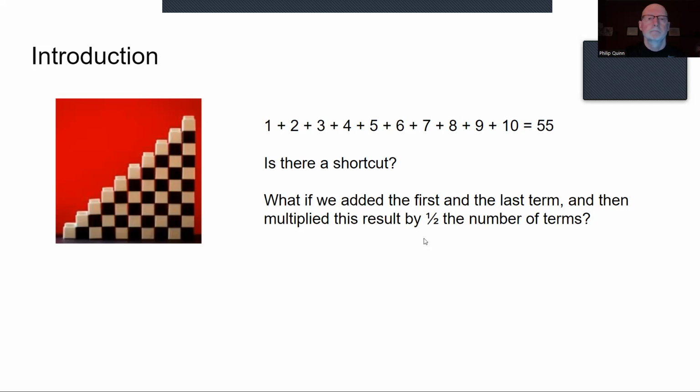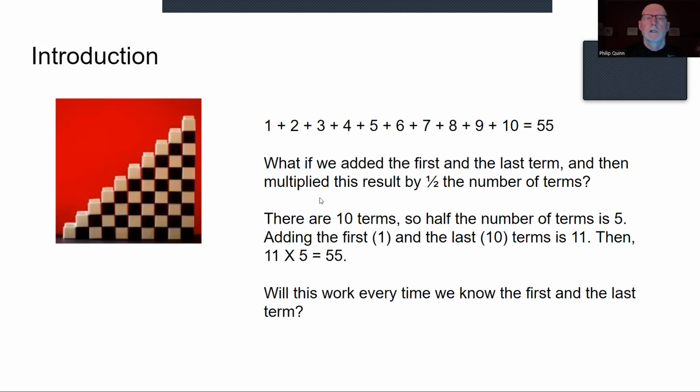Let's try it out. We've got 10 terms, so half the number of terms would be 5. With the first term of 1 and the last term of 10, we add those two together, we get 11. Then multiply that by 5, half the number of terms, we get 55. It's the same number. 55, 55. Now, will this work every time we know the first and the last term?